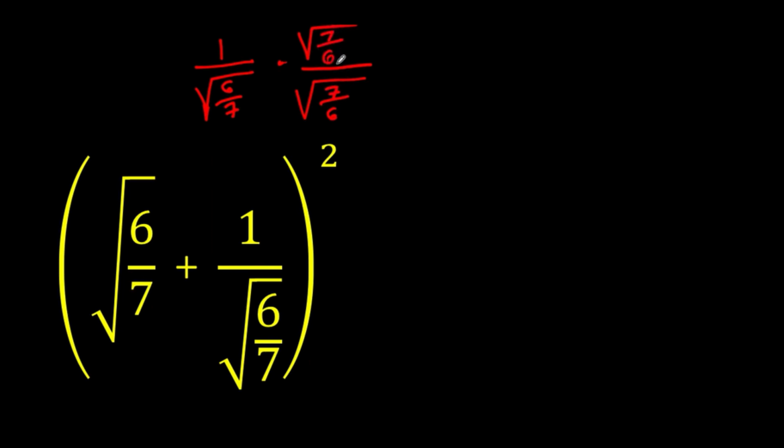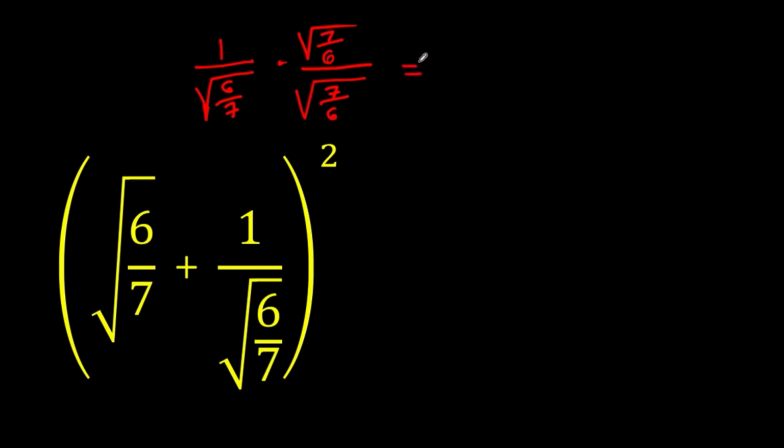Since these two numbers are the same, when you divide them, the result is 1. In effect, we are just multiplying the given expression by 1. We are not changing the value of the expression. We are just changing the form. We are rationalizing the denominator.